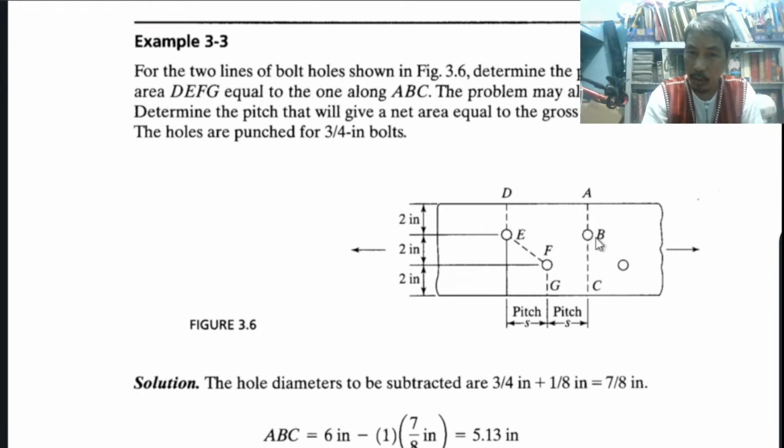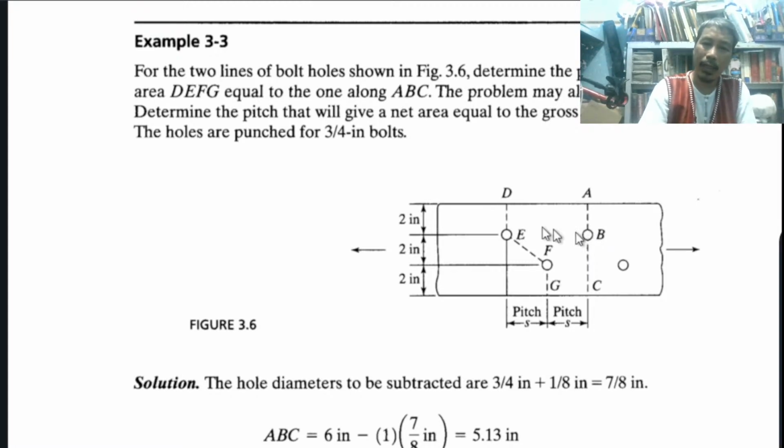ABC minus 1 hole. Therefore, 1 times 7/8, that is the diameter. So the path is 5.13 inches. So the distance from A to C is 5.13 inches because we subtracted the hole diameter.